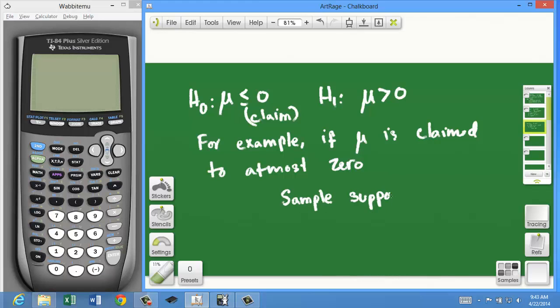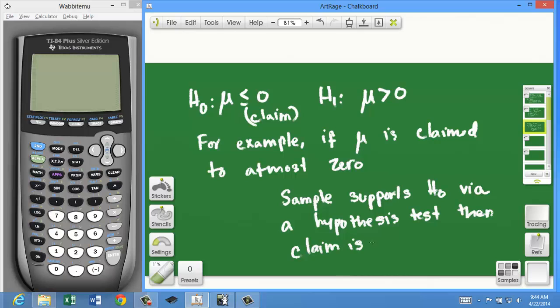So if the sample supports H0 via a hypothesis test, then the claim is true. But if it supports H1, then the claim is not true, because in the problem we have claimed that the null is what is considered, and the null is supposed to be true because that is the claim.